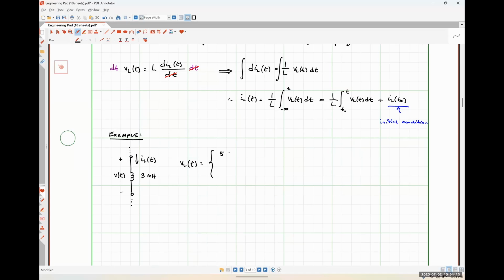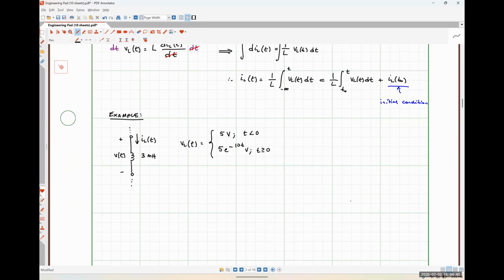Let's say that it is 5 volts for all time less than 0. And then it's going to be 5e to the minus 10t volts for all time greater than or equal to 0. Let's also say that the value of the inductor current at t equals 0 is 1 amp.